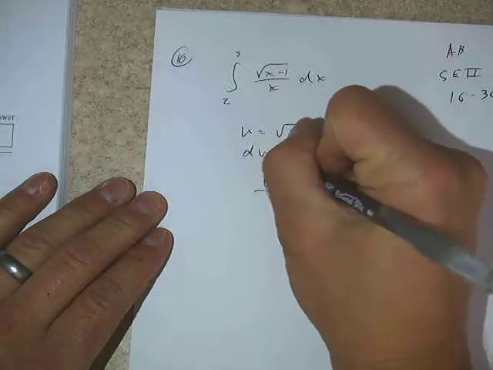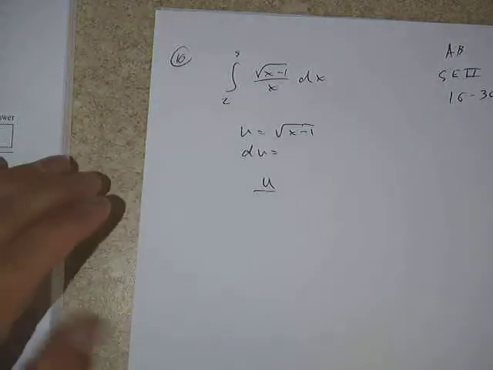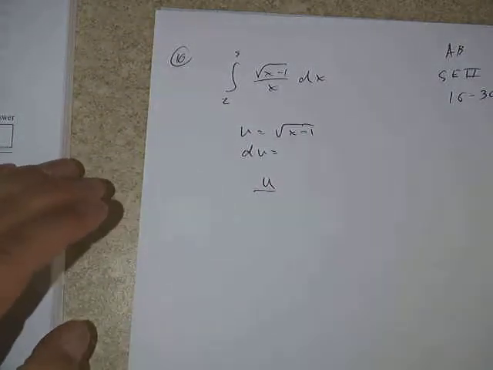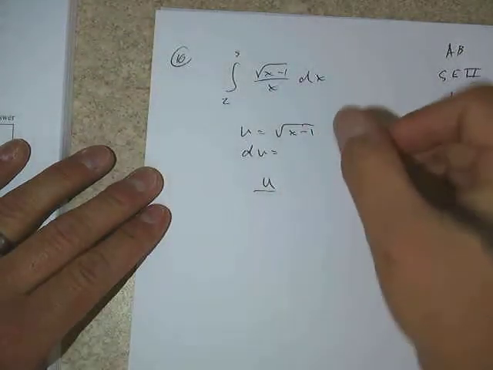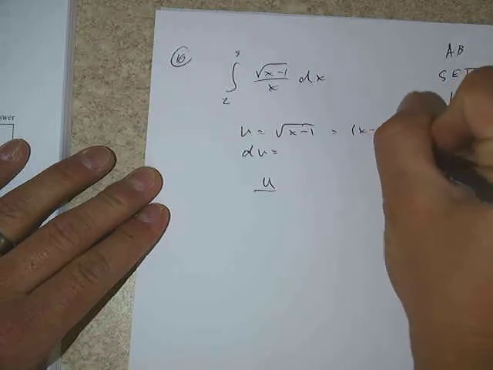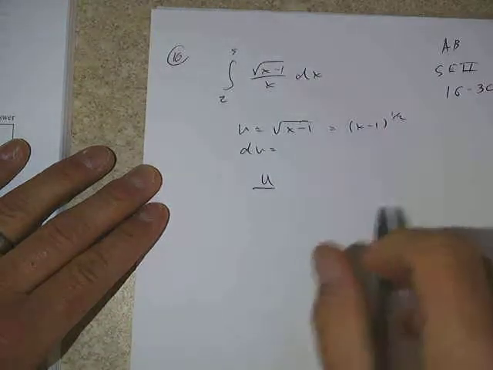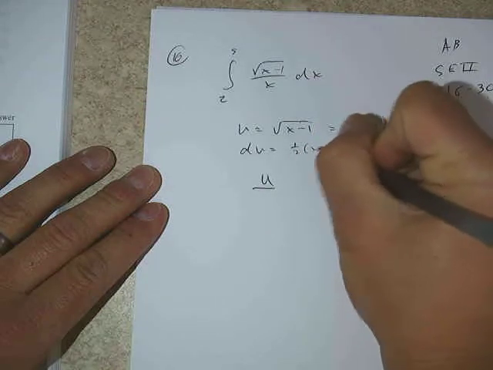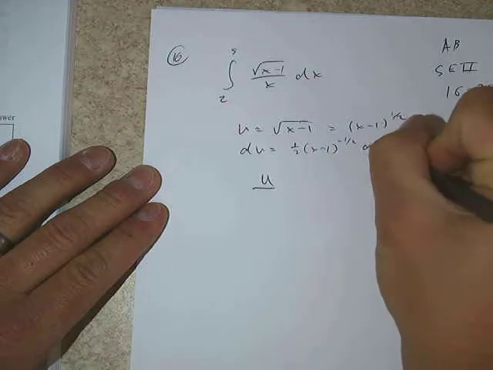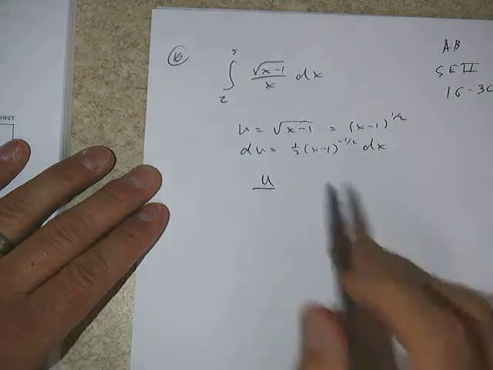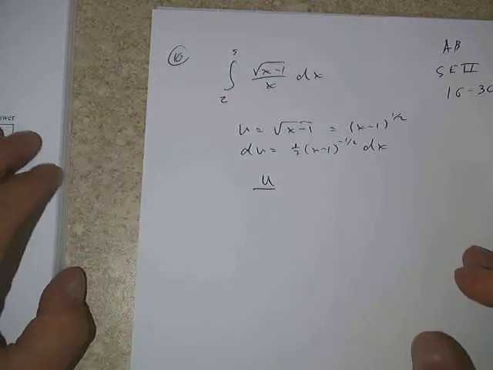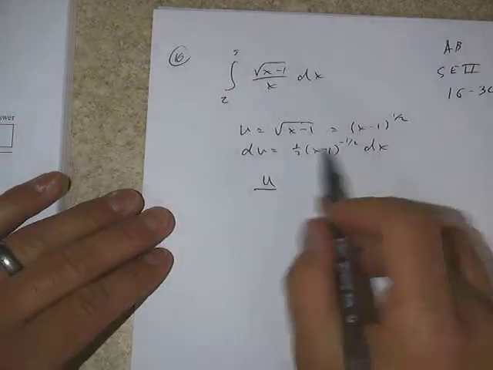Now, our du here, which is going to have to be introduced because in order to get a dx out of there, we're going to need to put a du in there. If we let our u be x minus 1 to the 1/2, then ultimately our du is going to be 1/2 x minus 1 to the negative 1/2 dx. No chain rule here because the derivative is 1.